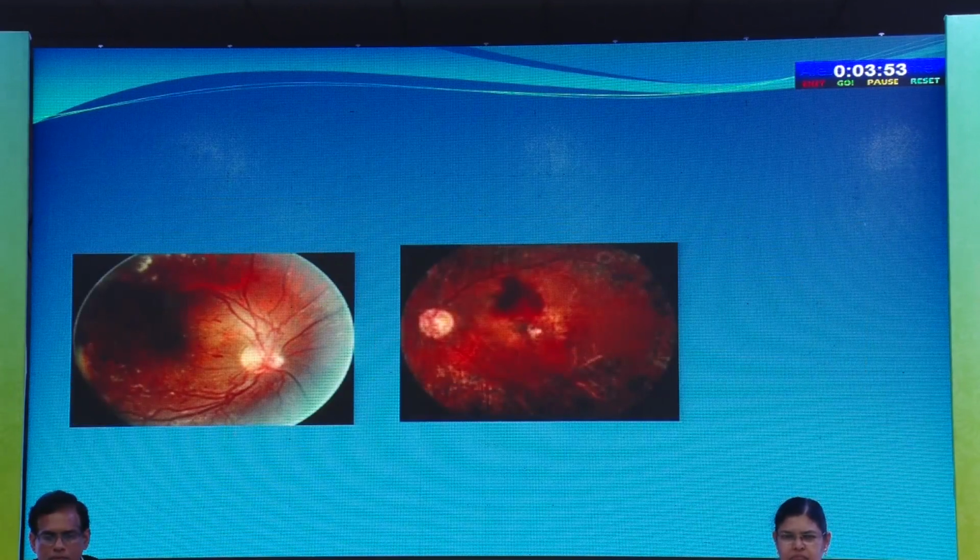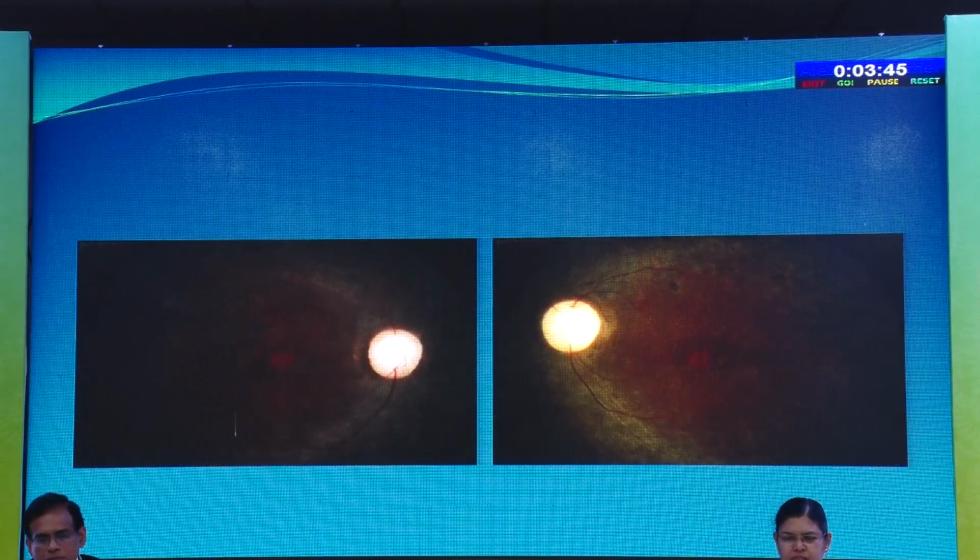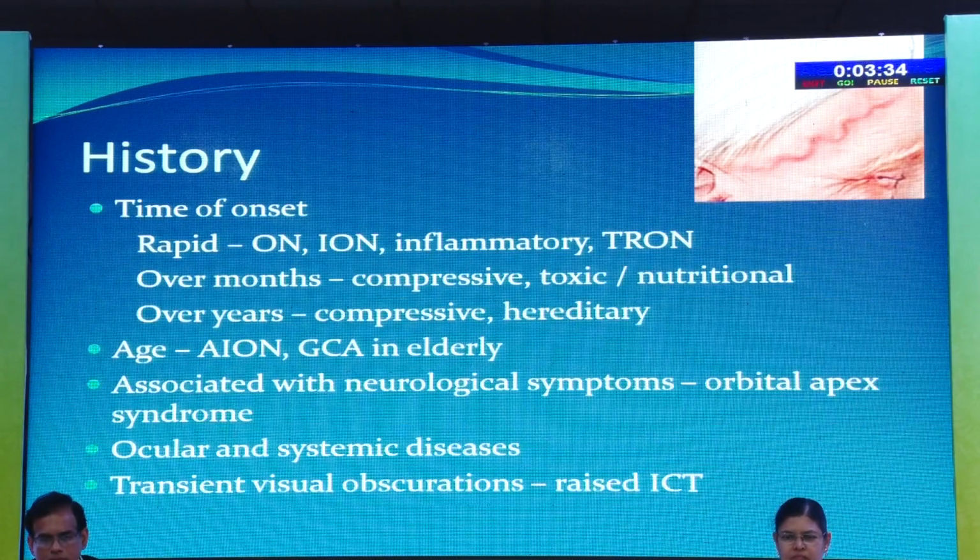This is a pale disc after pan-retinal photocoagulation, a case of consecutive optic neuropathy. And another pale disc, where the surrounding retina shows the features of retinitis pigmentosa. So it is important to see the whole retina in case of a pale disc. Though it may look a bit confusing, with proper history taking and clinical examination, we can get a clue about the diagnosis. Like the time of onset: if it is acute, more likely inflammatory or traumatic causes.